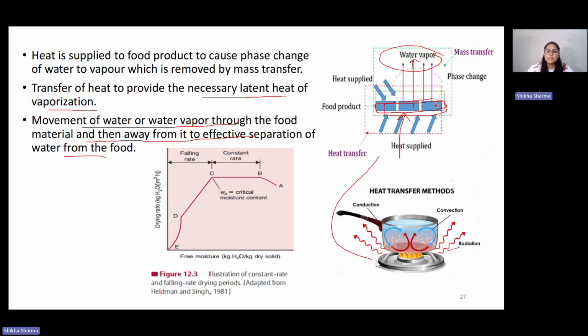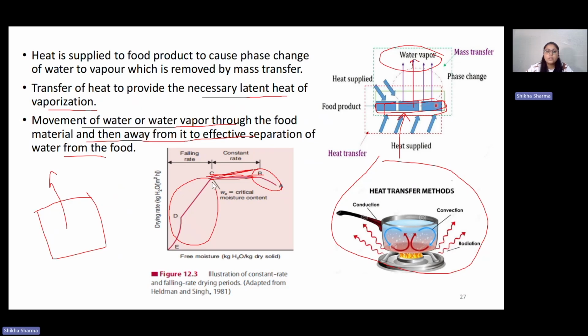So there are different kinds of heat transfer modes: conduction, convection, and radiation. And when the water is removed from any food product, suppose this is a food product and water is being removed from it, first from A to B is going to happen. That means first the free moisture is going to be removed, and after that we can obtain a constant rate of drying. This is the constant rate of drying. And after the free water is removed, the bound water will be there. So we can see the falling rate is there. There will be two falling rates, first falling and second falling rate.